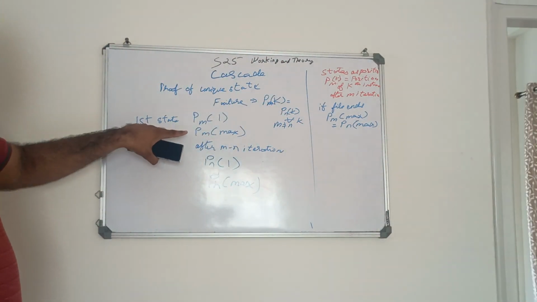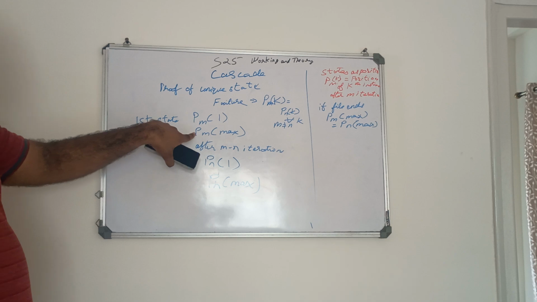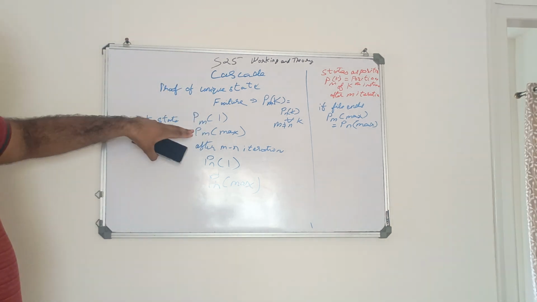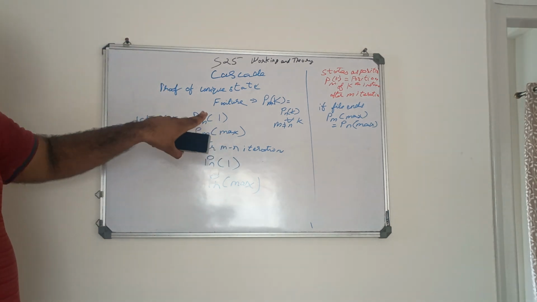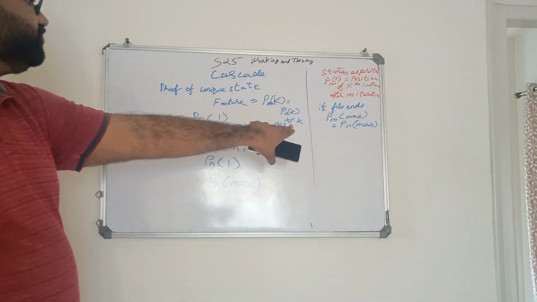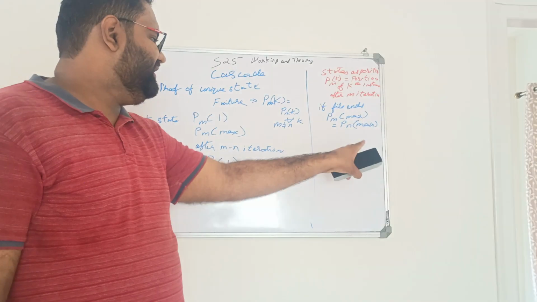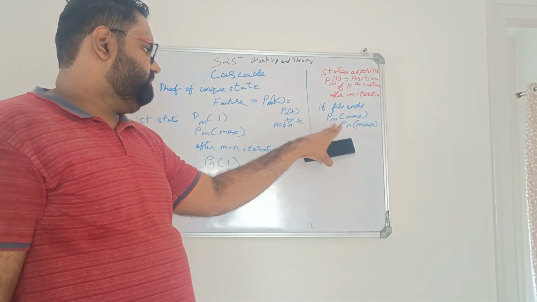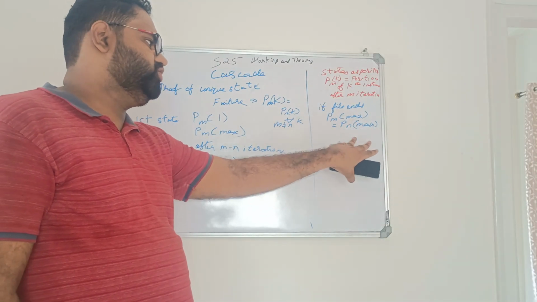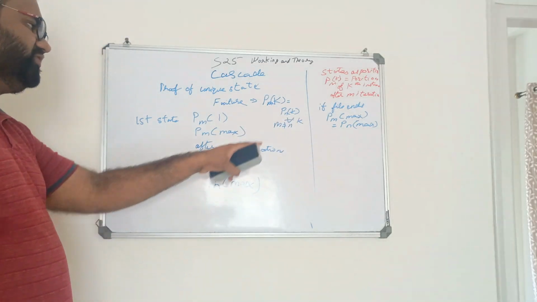Which means that before Pm max there should be one more, Pm max minus 1. So Pm max minus 1 moves to Pm of max. So after n iterations, Pm of max is going to be equal to Pn of max. That is the case if the file ends.